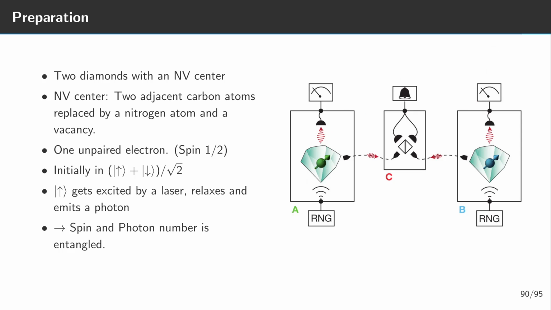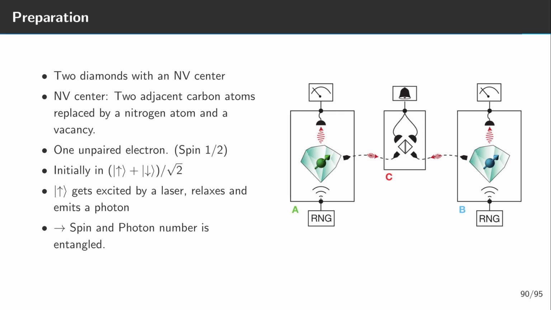So they created our Alice and Bob system as a real experimental system. Alice and Bob were two separate diamonds. Each one has a nitrogen vacancy sensor. That means that one carbon atom was replaced by a nitrogen atom and one adjacent one is missing. The NV center has exactly one unpaired electron. And this electron is a spin 1/2 particle. This spin is the two-state quantum system that we talked about. It is initially prepared in this superposition here.